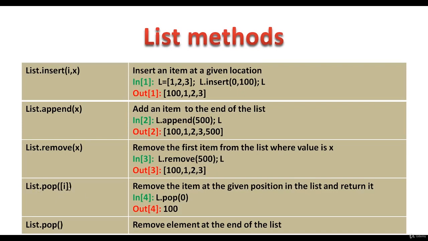List pop and index, it removes the item at a given position and returns it. Like L pop, list pop, 0 index, the first item is 100, so it removes the item and returns it. List pop only without any argument, it removes the element at the end of the list.